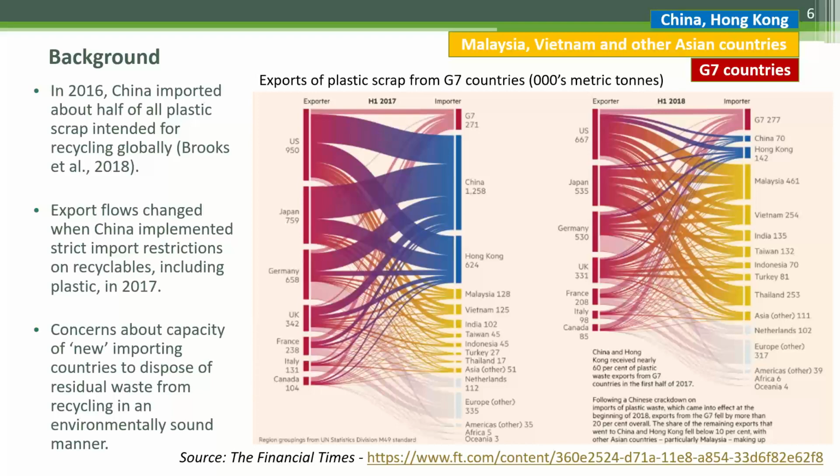Concerns grew about the capacity of these new major importing countries to recycle plastic in an environmentally sound manner and properly dispose of the residual waste generated from recycling. It's in this context, and to help address these concerns, that parties to the Basel Convention proposed adding export controls to transboundary movements of most plastic scrap.